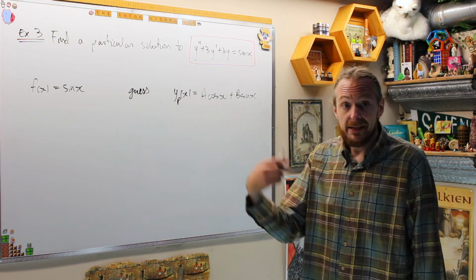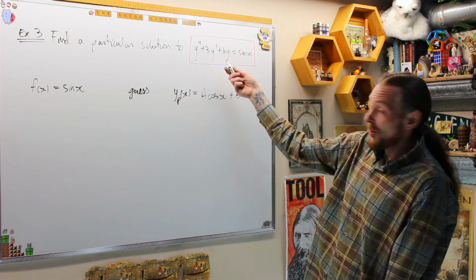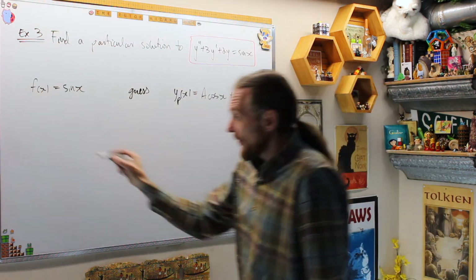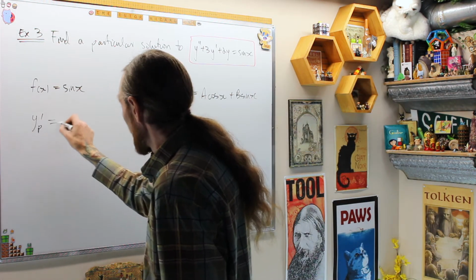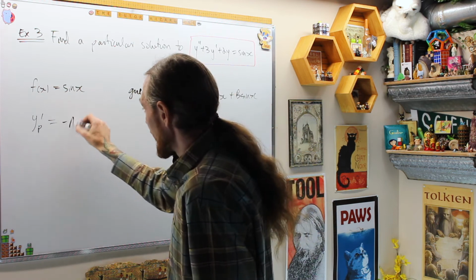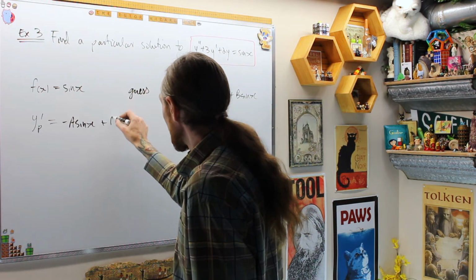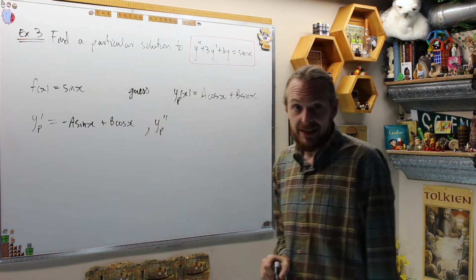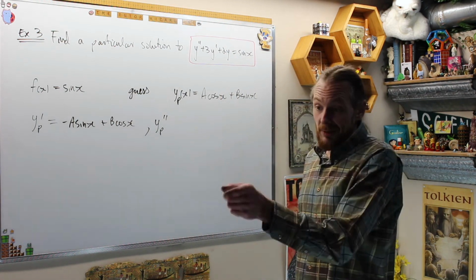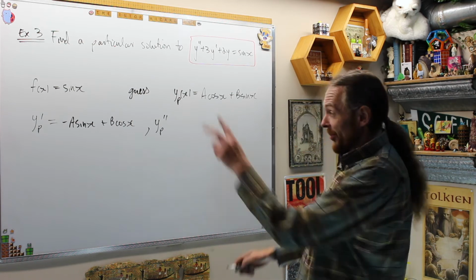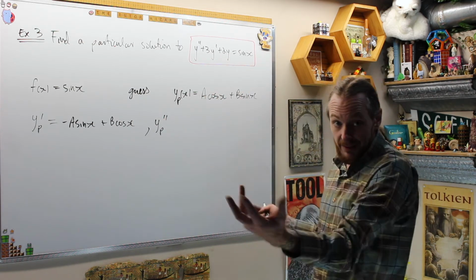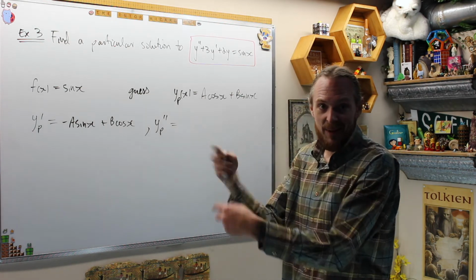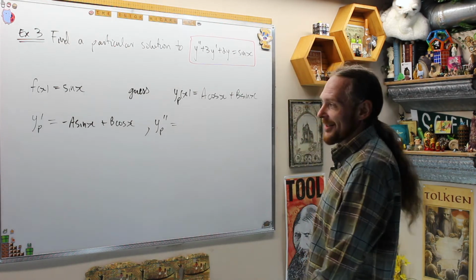You take the first derivative, you take the second derivative, plug that into the ODE, and solve for the undetermined coefficients. Therefore, y particular prime is going to be negative a sine x plus b cos x, and then y particular prime prime, this one's going to be less fun. You're going to start seeing why undetermined coefficients is not so fun, because we're going to have to plug all of those things in, simplify, and then find the coefficients. The terms are not ever going to go away. Polynomials disappear, but that's not going to happen this time.